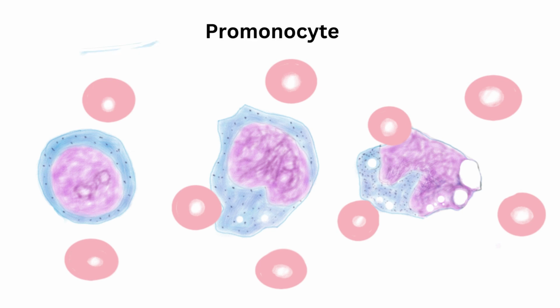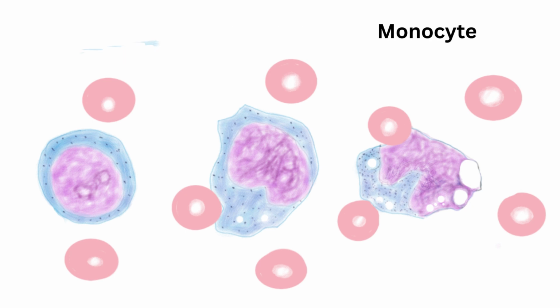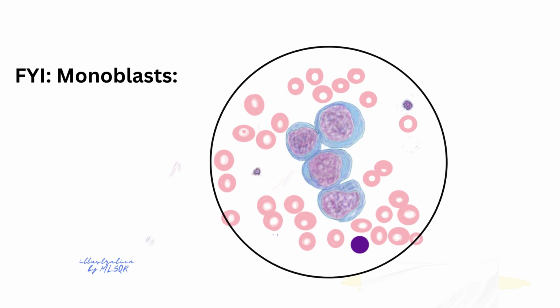Promonocytes are large with a slightly indented folded nucleus with a delicate chromatin pattern with one or more nucleoli present. The light blue cytoplasm has scattered azurophilic granules. This is for your information only because we don't identify monoblasts, just blasts. You can call them immature monocytes.